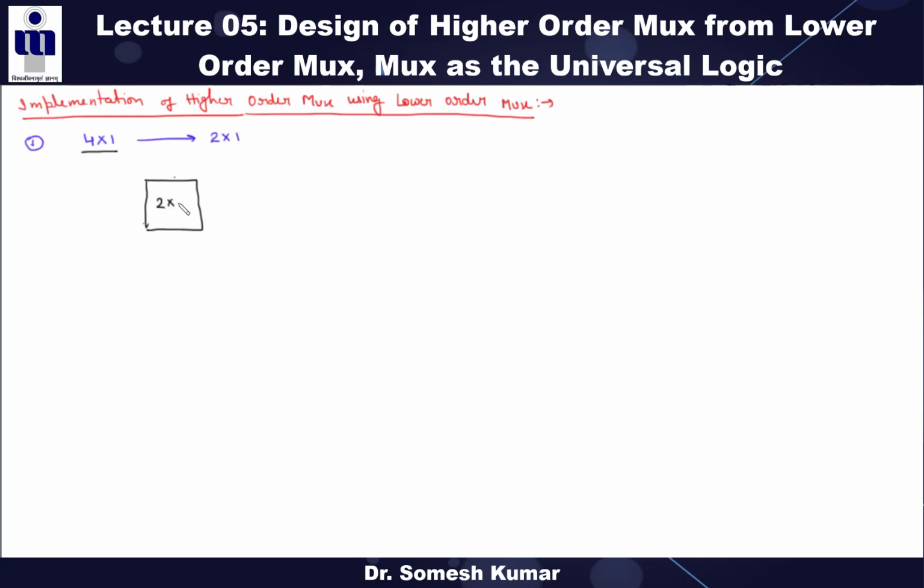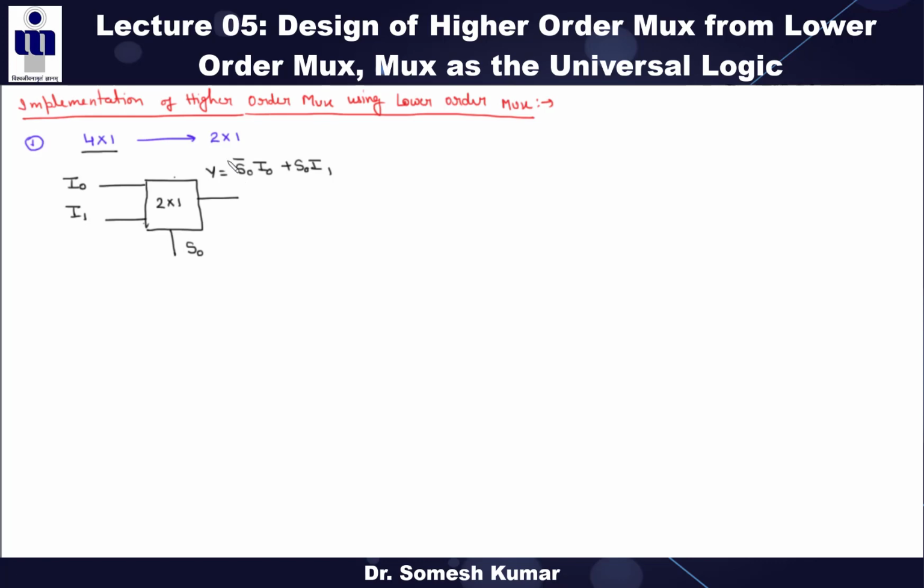Note that in the 2:1 mux there is one select line and there are 2 inputs. I am giving these as your 2 inputs, I0, I1, and this is your one output. And this is your one select line, which I am denoting S0. What is the expression? We already discussed it in the previous lecture. The expression is S0 bar I0 plus S0 into I1. So this is your expression for the 2:1 mux.